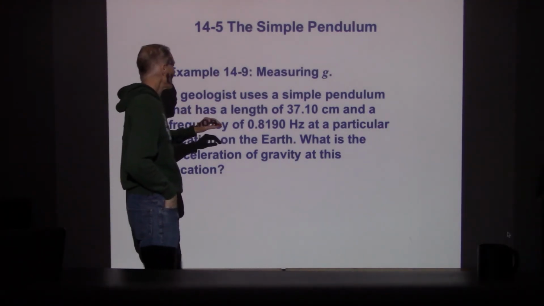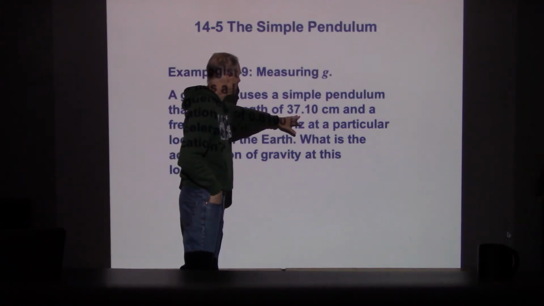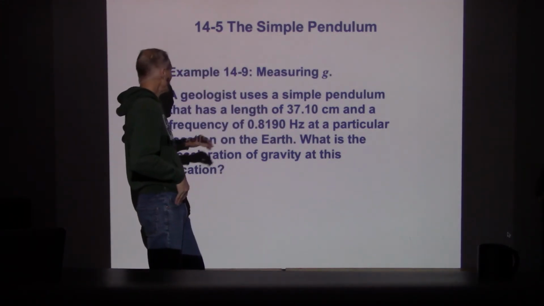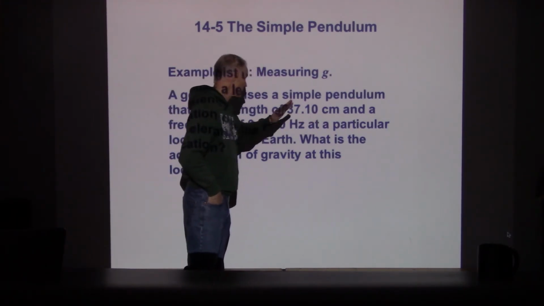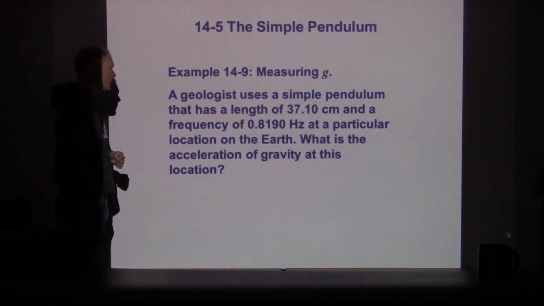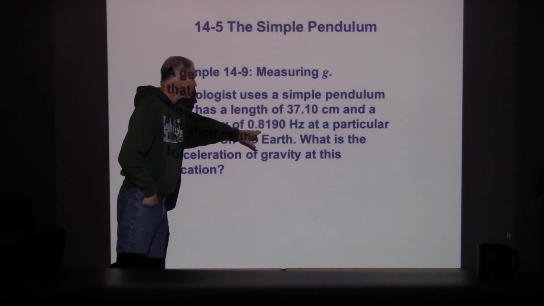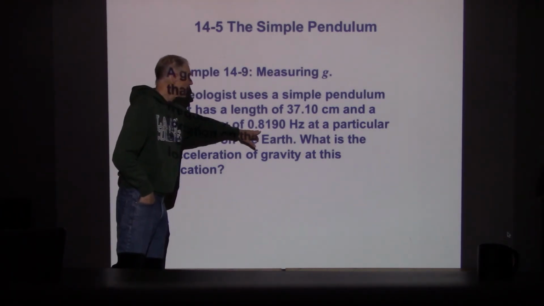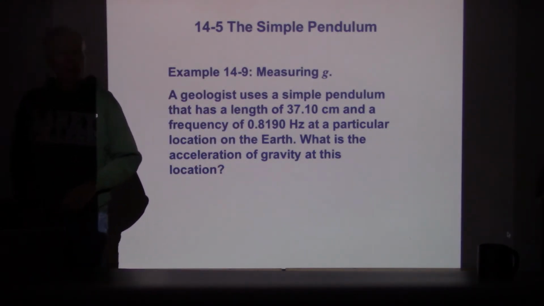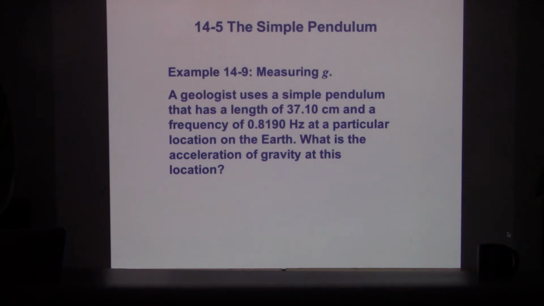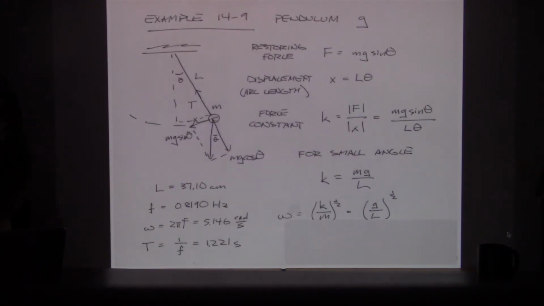The geologist gets out that field pendulum, sets it up, and the field pendulum has a length of 37.10, that's 4 sig figs in terms of the length, and it oscillates with a frequency of 0.8190 hertz, and we're going to use that to come up with a gravitational field measurement. All right, here is the picture.